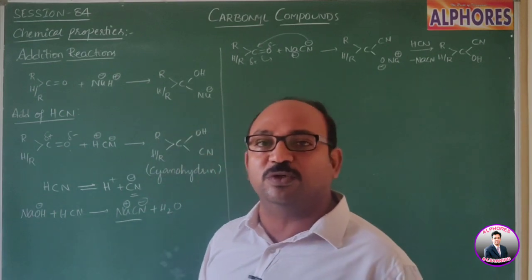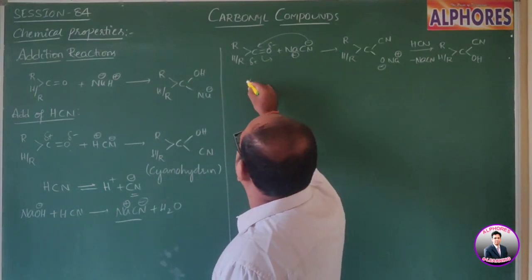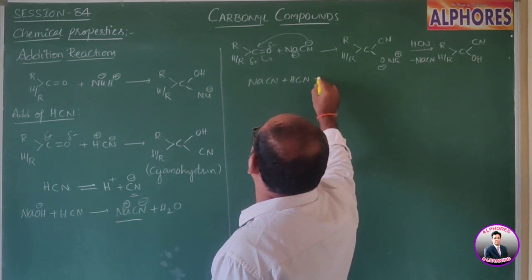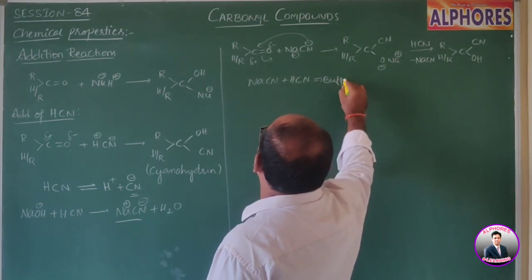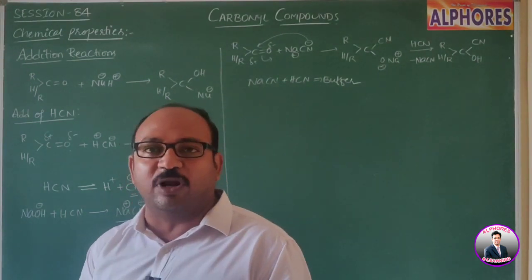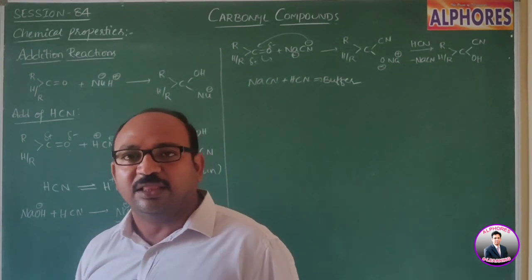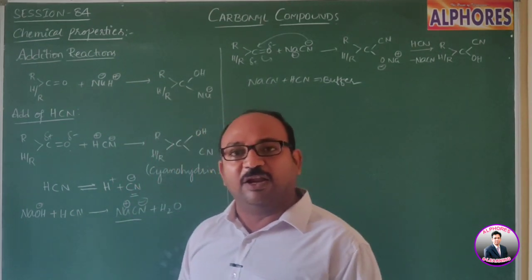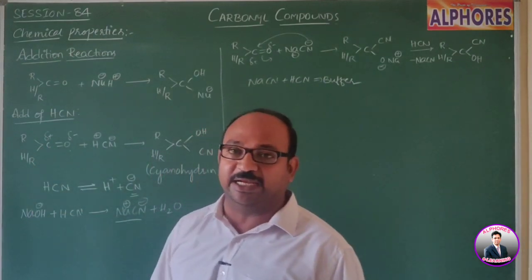That's why what we have to use? We need to use a buffer which is a salt. NaCN plus HCN buffer is better to use. Because of NaCN and HCN buffer, it furnishes more number of CN minus ions. That CN minus ion acts as a strong nucleophile and further participates in the reaction.